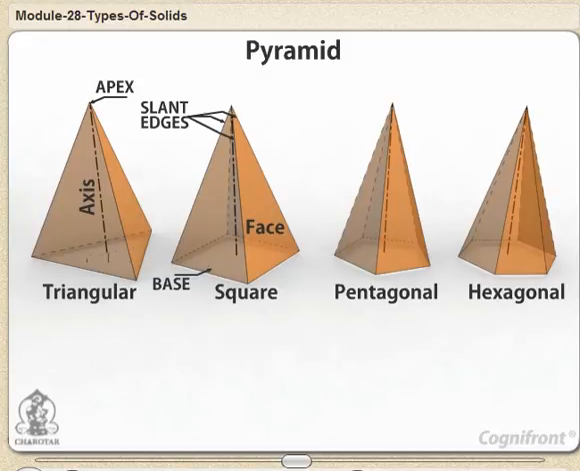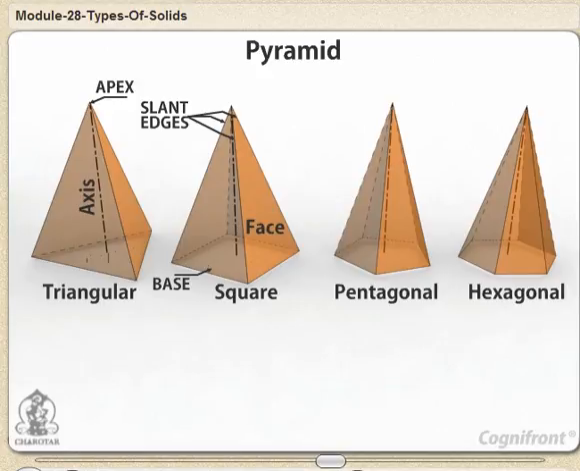Oblique prisms and pyramids have their axes inclined to their bases. Prisms and pyramids are named according to the shape of their bases, as triangular, square, pentagonal, hexagonal, etc.